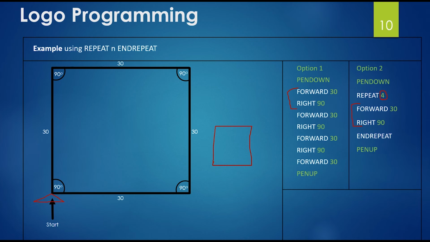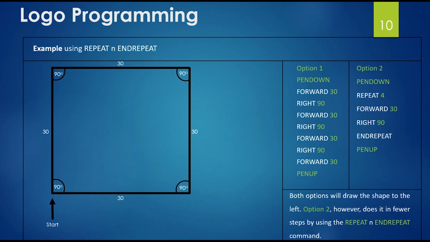Sorry, my drawing is not that good. So both options will draw the shape to the left. Option 2, however, does it in fewer steps by using the repeat command.